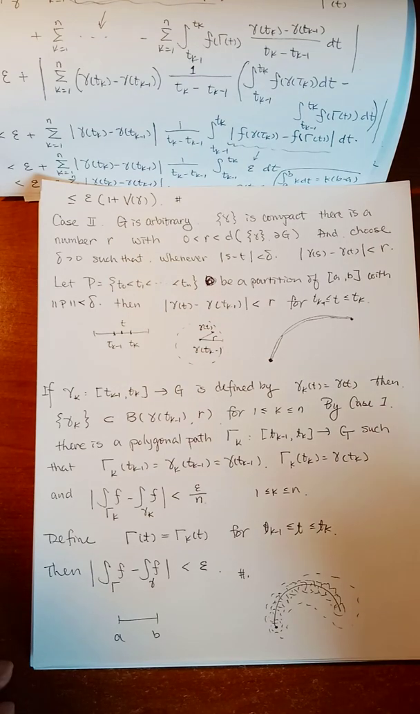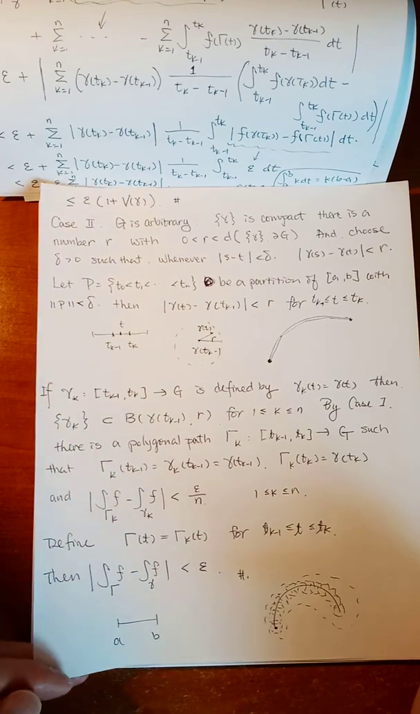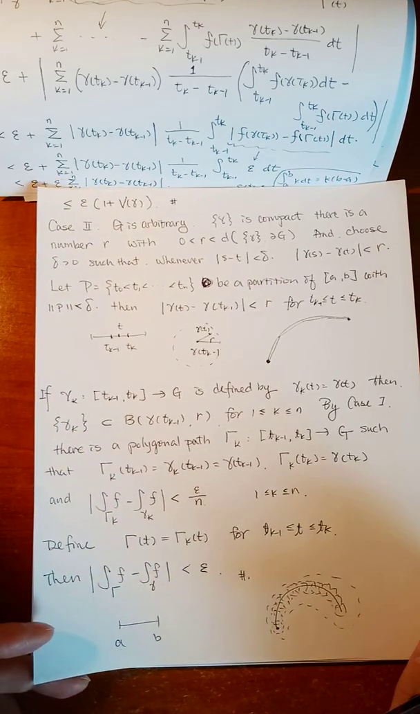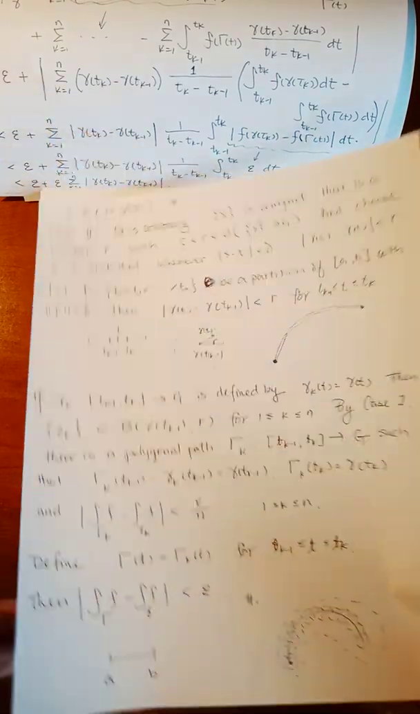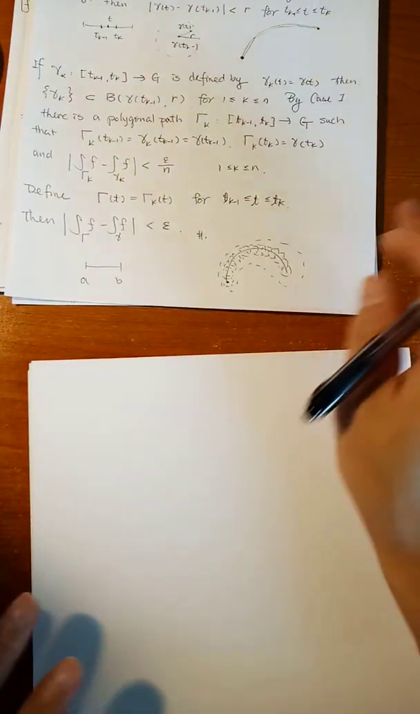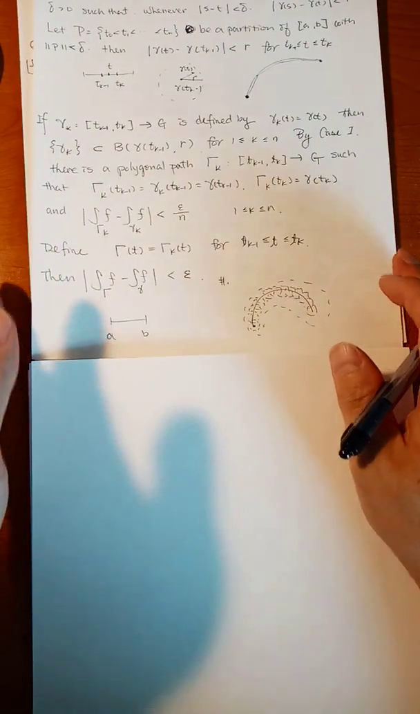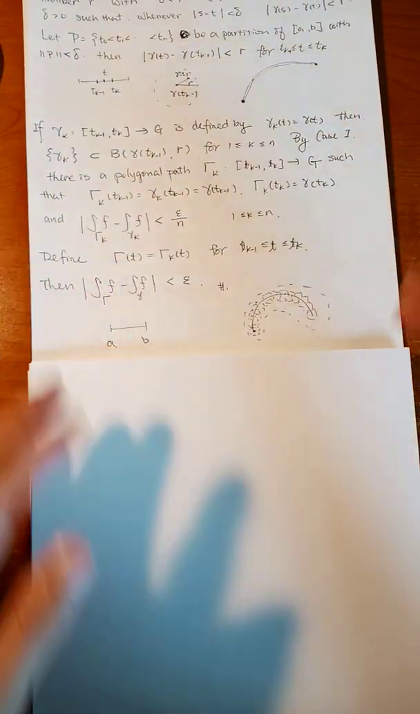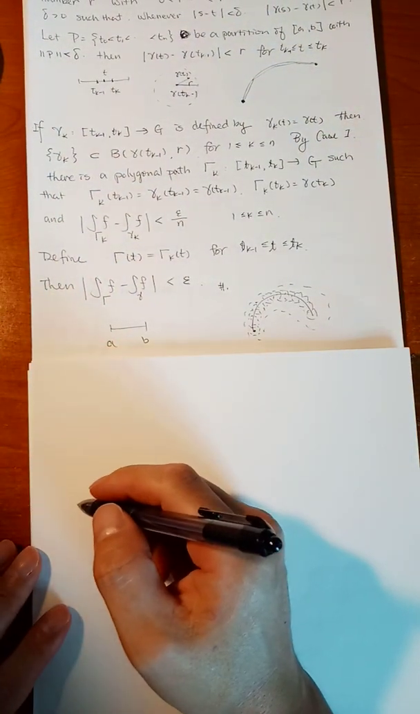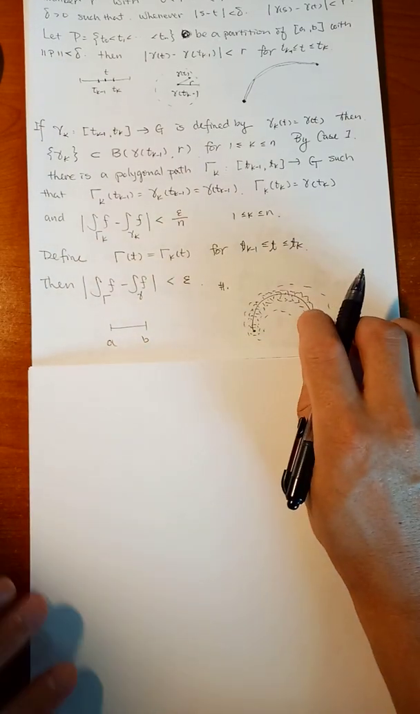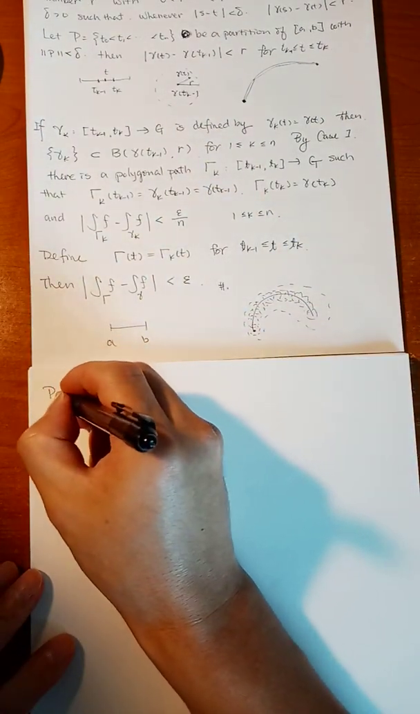Okay, so anyway, we finished the proof about the approximation of an integral by choosing a proper polygonal path. What is the advantage of a polygonal path? It is piecewise smooth. That's a property we use. Okay, now let's go back to the proof of the fundamental theorem of calculus.